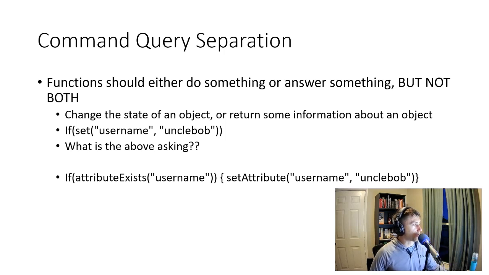But if you see in the second bullet point, if you have set with the arguments username and Uncle Bob, what's really going on there? This is the main point that Uncle Bob is trying to make, that you should separate the command from the query. Checking if the attribute exists would be the command. So you're checking if the username exists. If it exists, then you set the username to Uncle Bob. That's the query. And query here can mean a database call, right? You're going to be changing something in the database, changing the username to Uncle Bob, right?